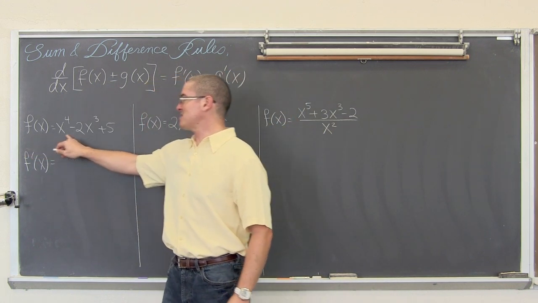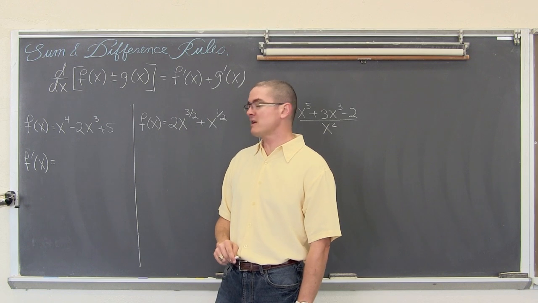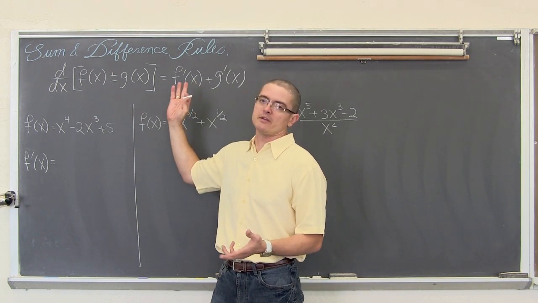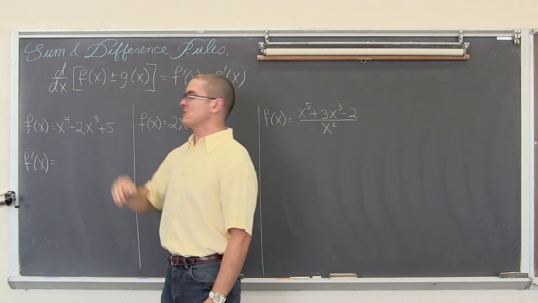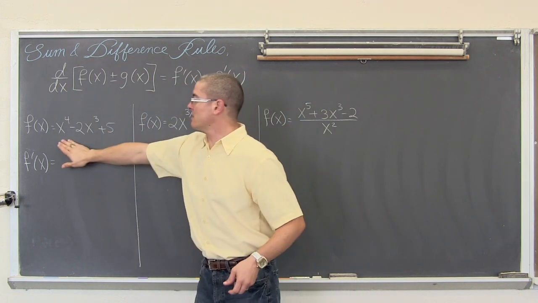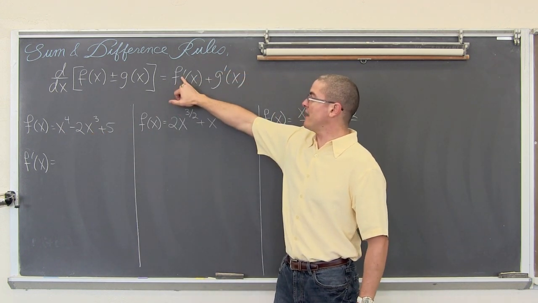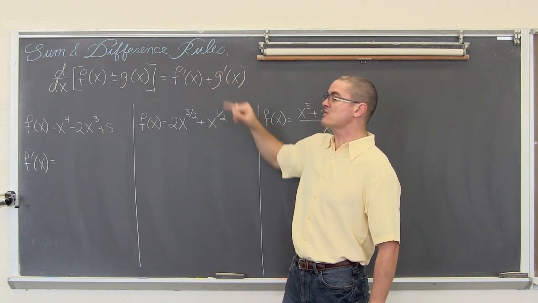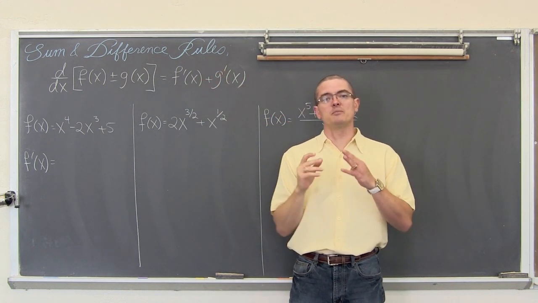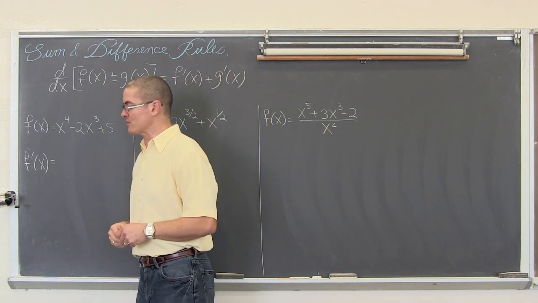So if we have f of x is equal to x to the 4th minus 2x to the 3rd plus 5, that is going to be equal to, and maybe I should actually read what the sum and difference rule said, the derivative with respect to x of f of x plus or minus g of x, so this is our collection of terms being added or subtracted together, is equal to f prime of x plus g prime of x. So basically we can just find the derivative of each of our individual terms and just put them together, or allow that to be our new derivative function.